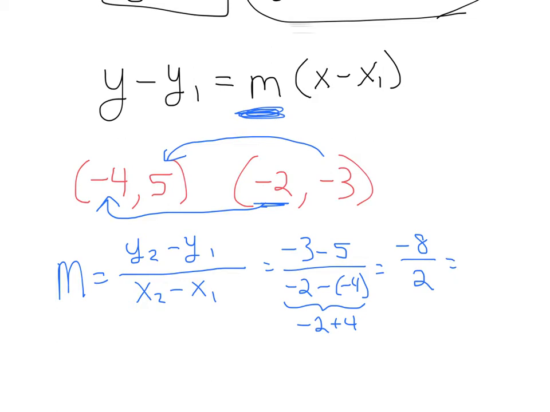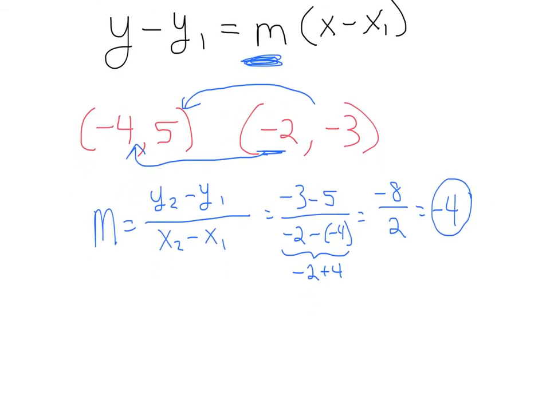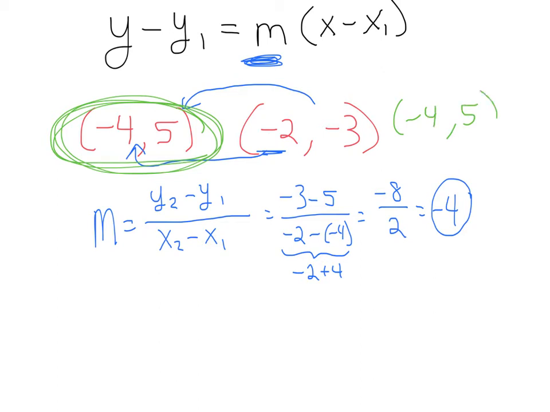And let's always make sure to reduce your slope. -8 over 2 is just -4, and that's my slope. Once I have my slope, all I need is to pick one of the points. It doesn't really matter which one you choose. So I'm just going to choose (-4, 5), just because it has one less negative number. It doesn't really matter. So (-4, 5) is the point I choose, which is my x1, y1, because remember, a coordinate pair is written as x, y.